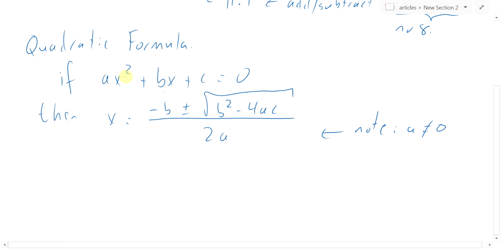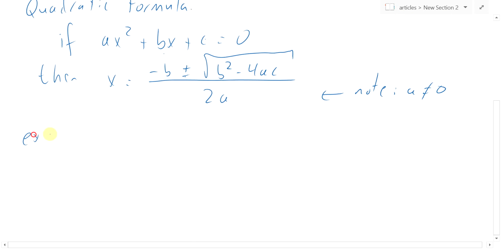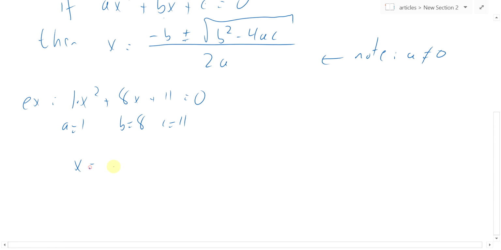If you can identify the coefficients a, b, c of the quadratic equation you're trying to solve, plug them in, and that'll tell you what your x is. And note that most of the time you'll get two answers, a plus and a minus. So for example, if we go back to our x squared plus 8x plus 11, remember that if you see an x squared all by itself, that's a 1 times it. So a equals 1, b equals 8, c equals 11, and then we just plug it in and simplify. So negative b would be negative 8 plus or minus the square root of b squared, so that's 8 squared, minus 4 times 1 times 11 all over 2 times 1.